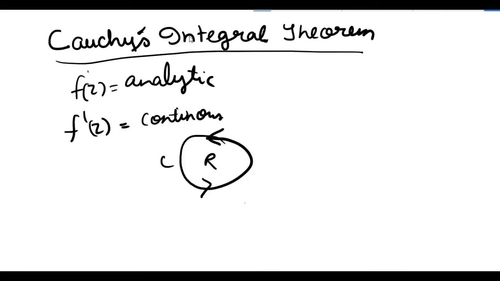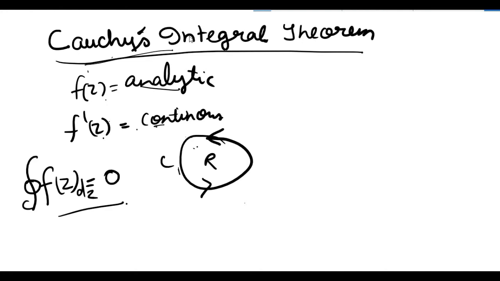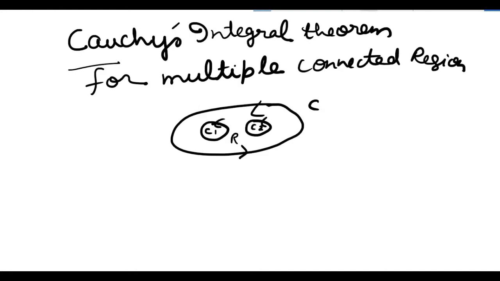So in this video, we are going to study the Cauchy integral theorem. According to this theorem, if f(z) is analytic and f'(z), which means its differentiation, is continuous at every point within and on the simple closed curve C, then the integration of f(z) over this curve is 0. Quite easy.